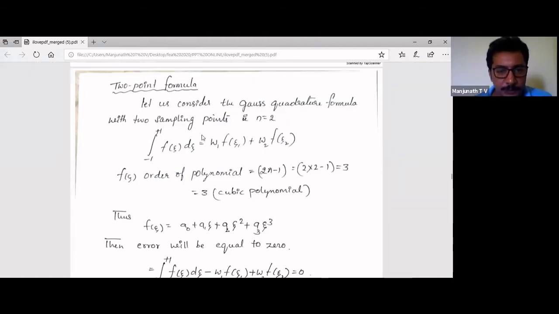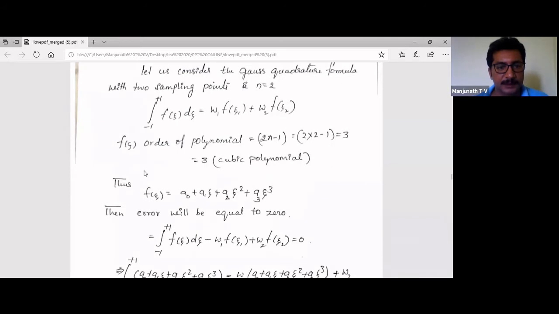If it is 2 sampling points, then what will be the order of the f of zeta function? The order of the polynomial we can calculate by using the equation 2n minus 1. If it is 2 sampling points, then n becomes 2, so 2 into 2 minus 1 gives 3. So for the given f function, we can consider the polynomial up to third order. So the considered polynomial for the f function is a cubic polynomial.